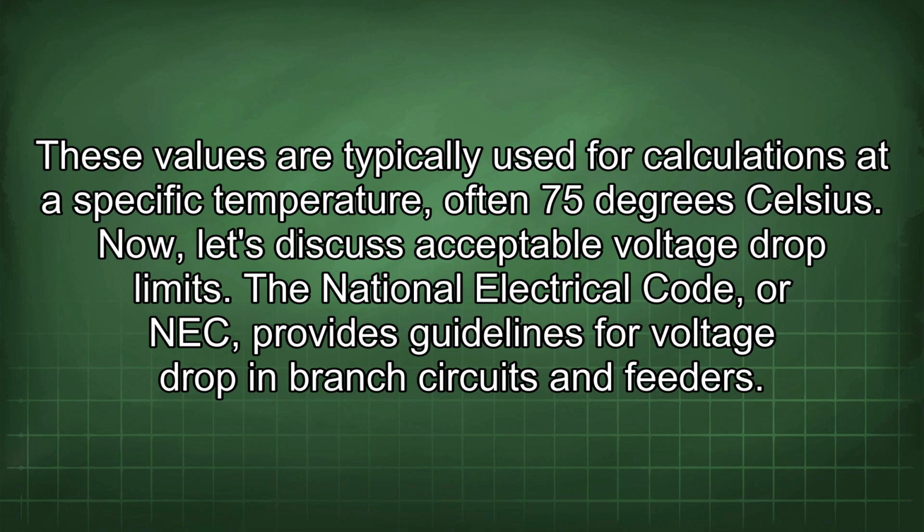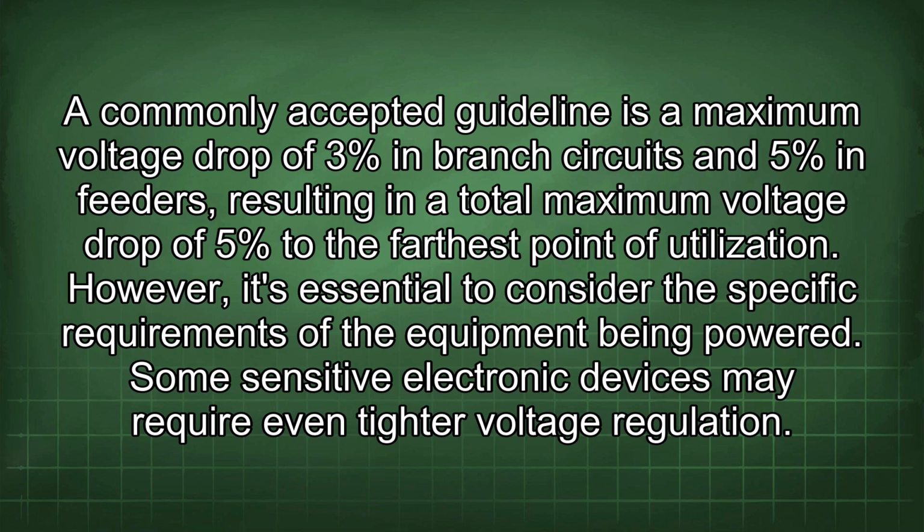Now let's discuss acceptable voltage drop limits. The National Electrical Code, or NEC, provides guidelines for voltage drop in branch circuits and feeders. A commonly accepted guideline is a maximum voltage drop of 3% in branch circuits and 5% in feeders, resulting in a total maximum voltage drop of 5% to the farthest point of utilization. However, it's essential to consider the specific requirements of the equipment being powered. Some sensitive electronic devices may require even tighter voltage regulation.